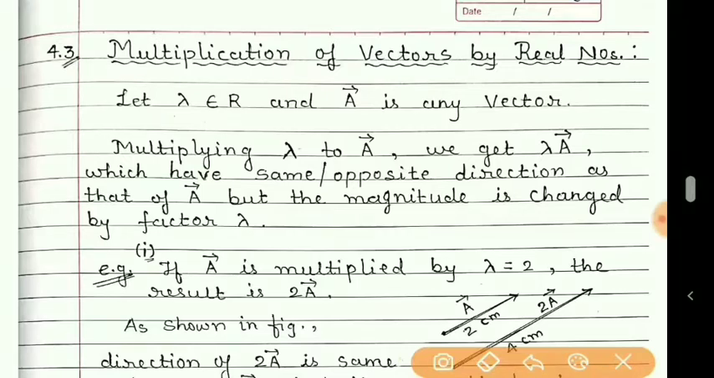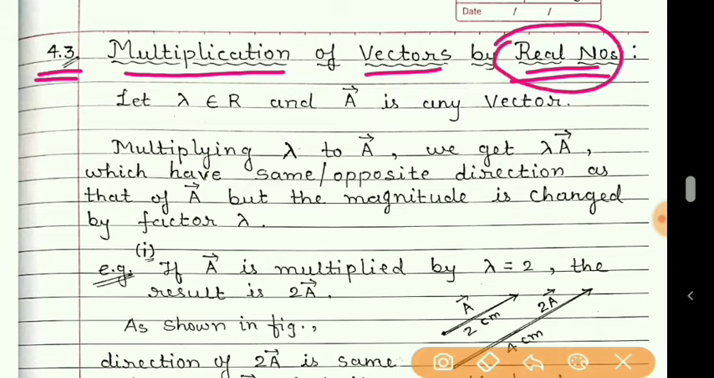Hello students, today we are going to start with topic number 4.3, multiplication of vectors by real number. Now students, what are real numbers that you must be knowing? Real numbers are denoted by R. Real numbers means any number, positive, negative, zero, fractional numbers. Each and every number on a number line is a real number.